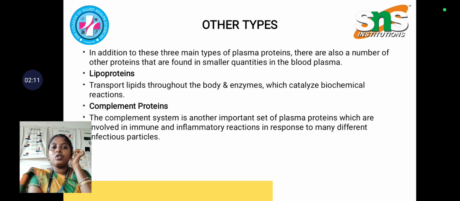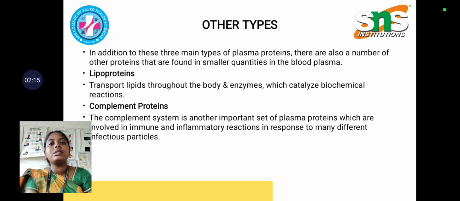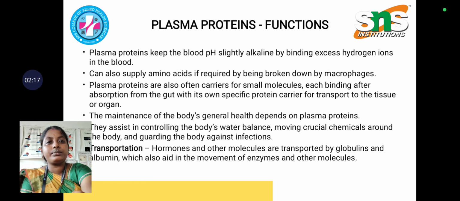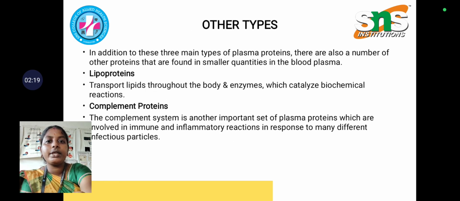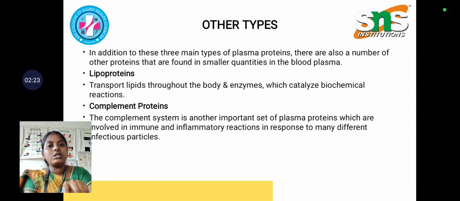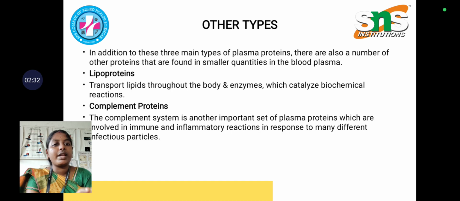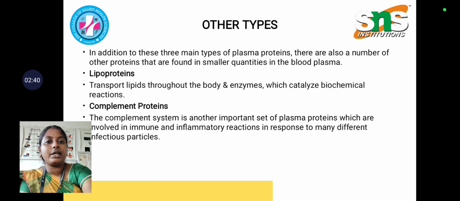And other types of plasma proteins include lipoproteins, enzymes and complement proteins, where lipoprotein transports lipids throughout the body, and enzymes mainly catalyze the biochemical reactions. And complement proteins, another important form of plasma proteins, are involved mainly in the immune reaction and inflammatory reaction in response to many different infectious particles.